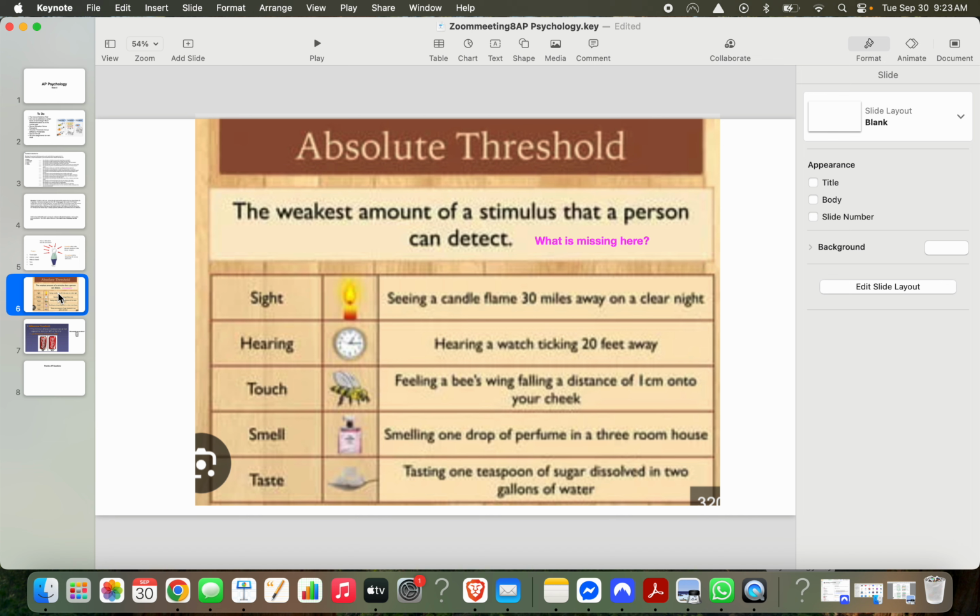Smelling 1 drop of perfume in a 3-room house, right? Is it there? Is it not there? Not something that I really notice. Tasting 1 teaspoon of sugar dissolved in 2 gallons of water, right? Is this sweetened or is it not? Right? Absolute threshold, detecting it 50% of the time correctly. And that's absolute.